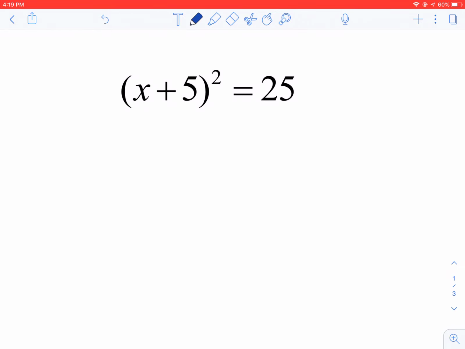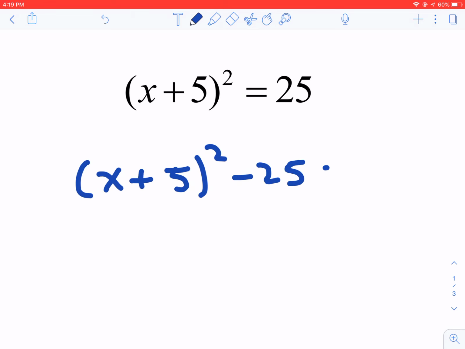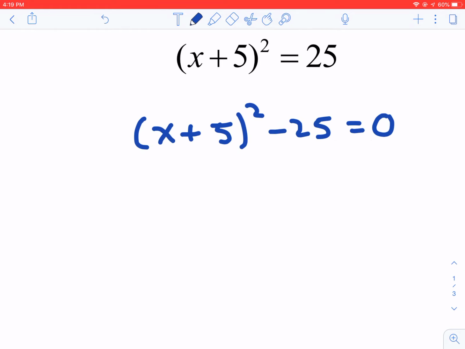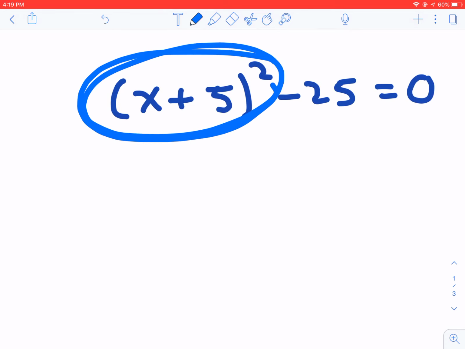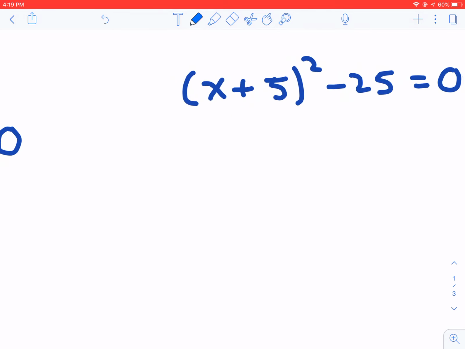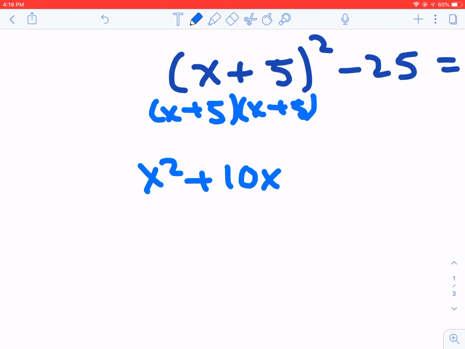Alright, next one over here. We got to set this equal to 0, so I'm going to subtract 25 from both sides and get x plus 5 in parentheses squared minus 25 equals 0. I can't really factor this yet because it's not in standard form. So I could expand this. X plus 5 squared is x plus 5 times x plus 5. When you FOIL and distribute, you're going to get x squared plus 10x plus 25.